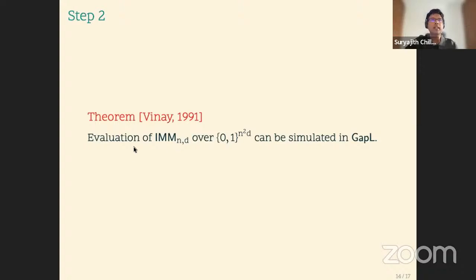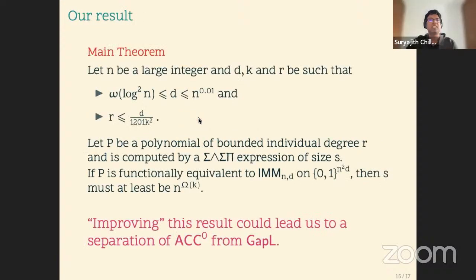And we know that evaluation of iterated matrix multiplication is in GapL. This can be found in a result in a paper of Vinay, in Structures 1991. So what I would say is that improving this result could lead us to a separation of ACC0 from GapL.